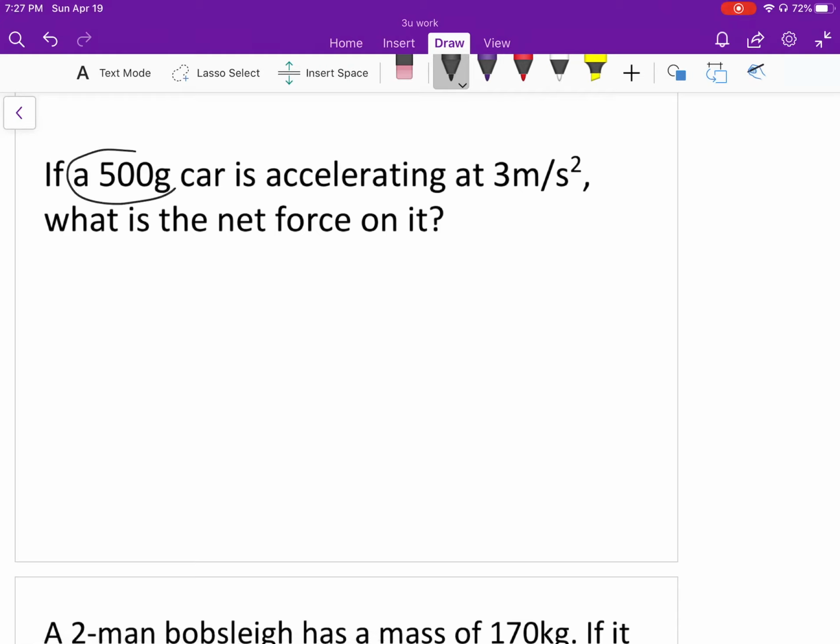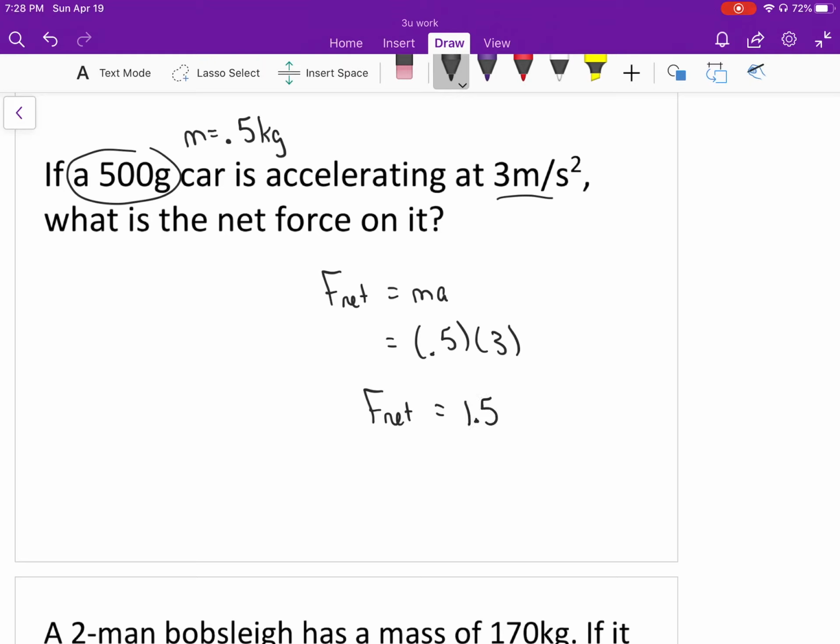Same idea. The mass was given in grams, so this means the mass is 0.5 when we're in kilograms. It says that it's accelerating at a. We want to know the F net. So again, just to practice, F net equals ma. The m was 0.5, the a was 3. By the magic of the metric system, we end up with an answer in newtons. It happens to have the value of 1.5 newtons.